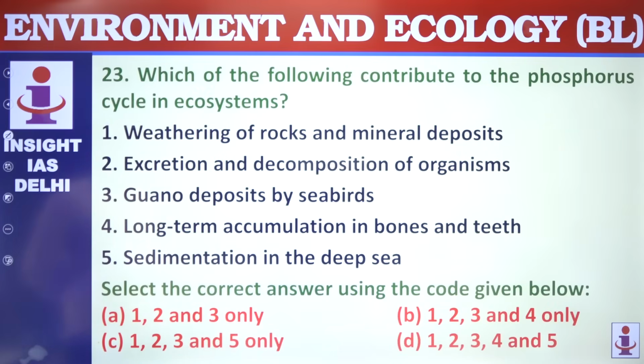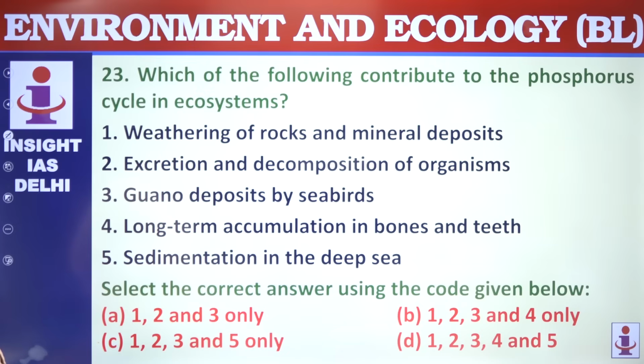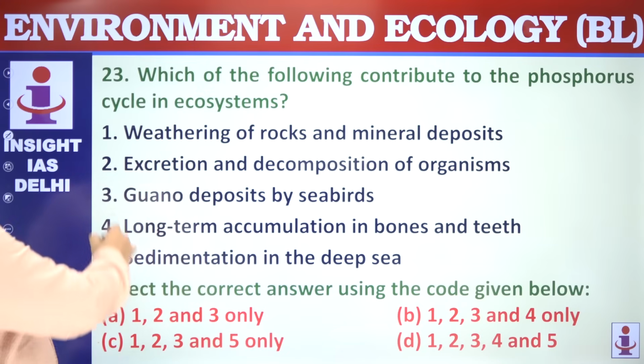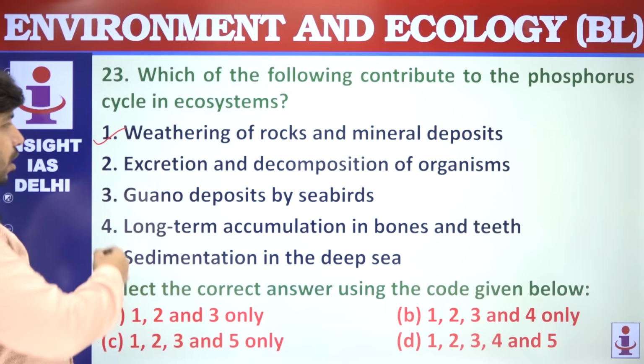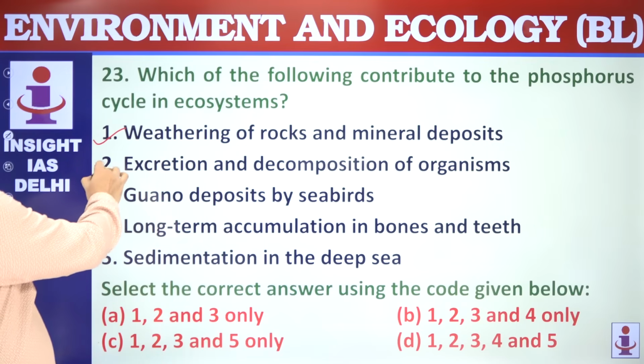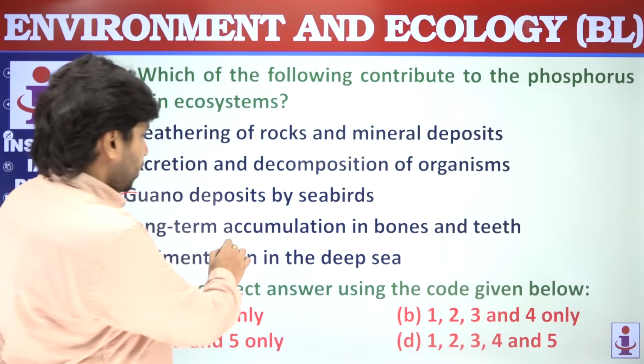Which of these activities contribute to the phosphorus cycle? Weathering of rocks and mineral deposits. Yes, weathering of rocks contributes to the phosphorus cycle. Excretion or decomposition of organisms. Yes, guano deposits of seabirds. Long-term accumulation in bone and teeth.